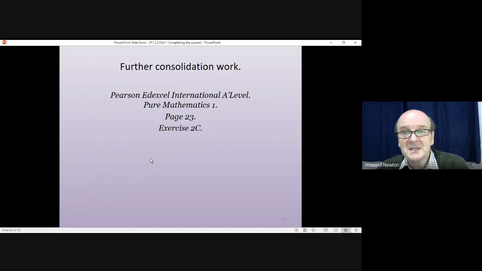Okay, that gets us to the end of this lesson. If you have the textbook, then turn to page 23 and have a go at exercise 2C.